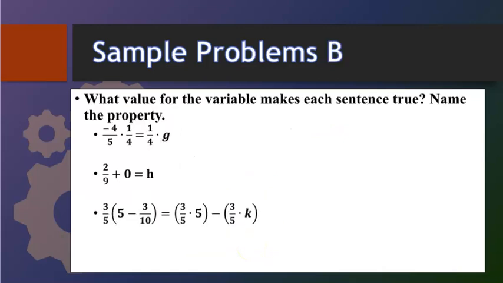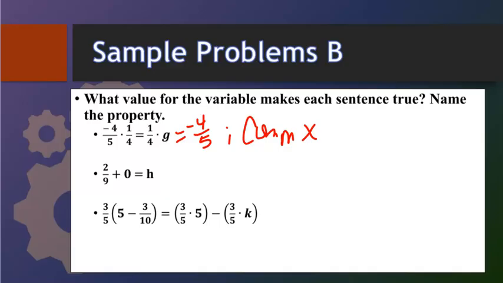Next, what value for the variable makes each sentence true, and then name the property. So here, if I look on the left side, -4/5 times 1/4 has to equal 1/4 times g. Well, if I already have 1/4 the same on both sides, that means g has to equal the other factor, which is -4/5, and the property is the commutative property of multiplication. And all they did was just switch the factors around.